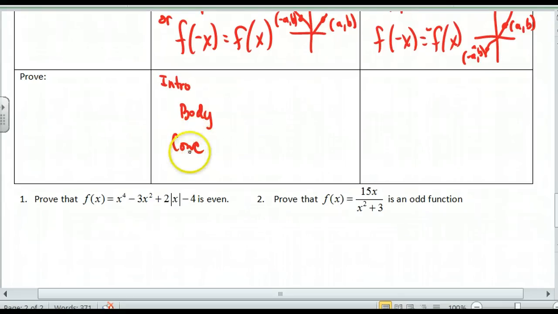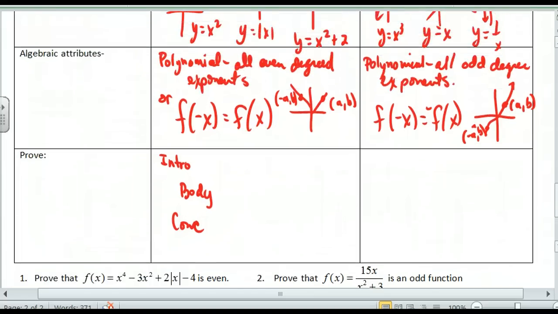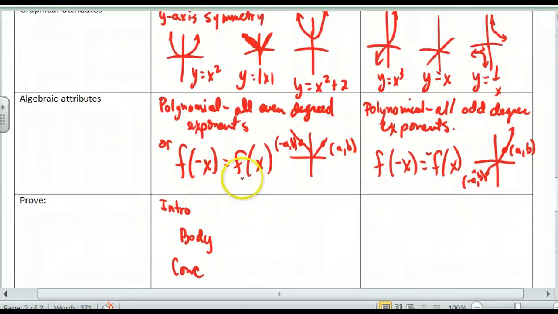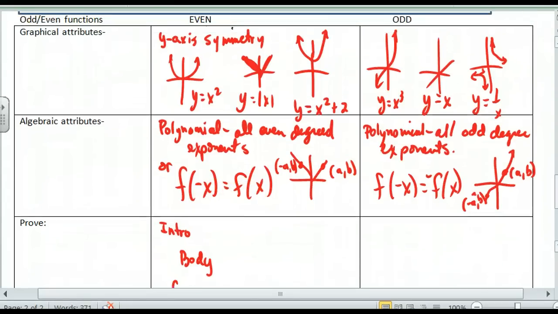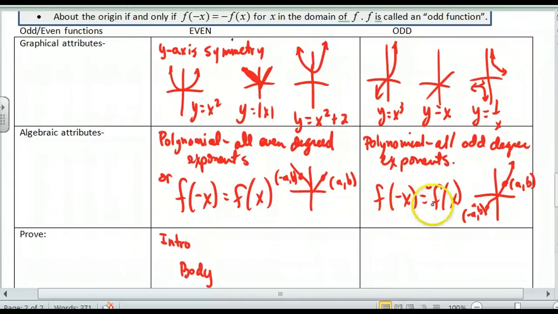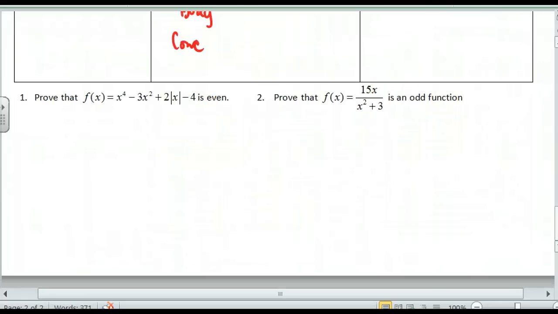And so remember that if we have an even function, we need to show that f of negative x is equal to f of x. If we have an odd function, we need to show that f of negative x is equal to negative f of x. And so let me set this up for you.